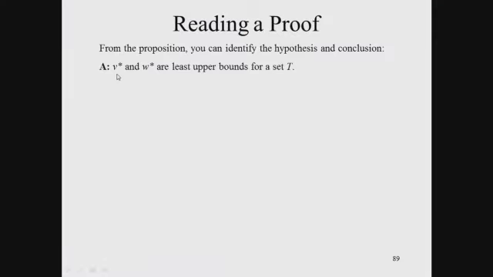What's the very first thing we need to do? Identify the hypothesis and conclusion. Identify the hypothesis A and the conclusion B. So here they are. The hypothesis A: V star and W star are least upper bounds for a set T, and the conclusion B is V star equals W star.